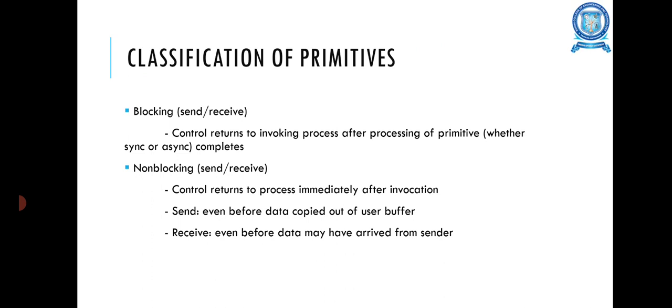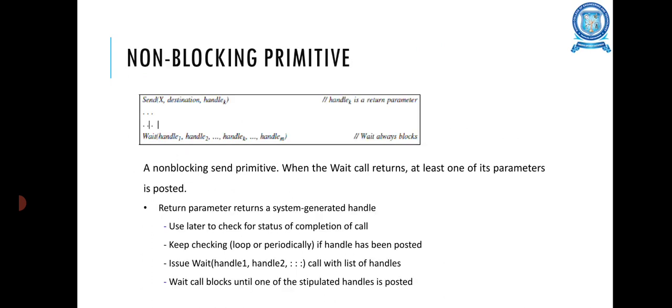Then the next one is non-blocking. Non-blocking means here send and receive. The control returns to the process immediately after invocation. Here the send means even before data is copied out of the user buffer. Otherwise receive means even before data may have arrived from the sender.